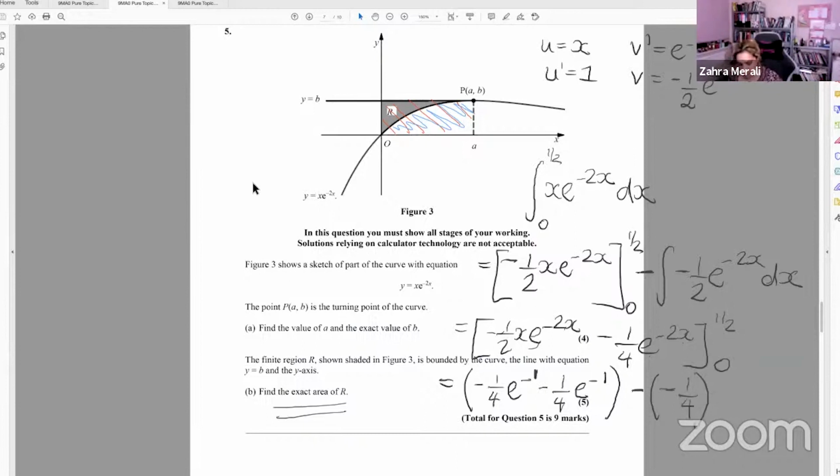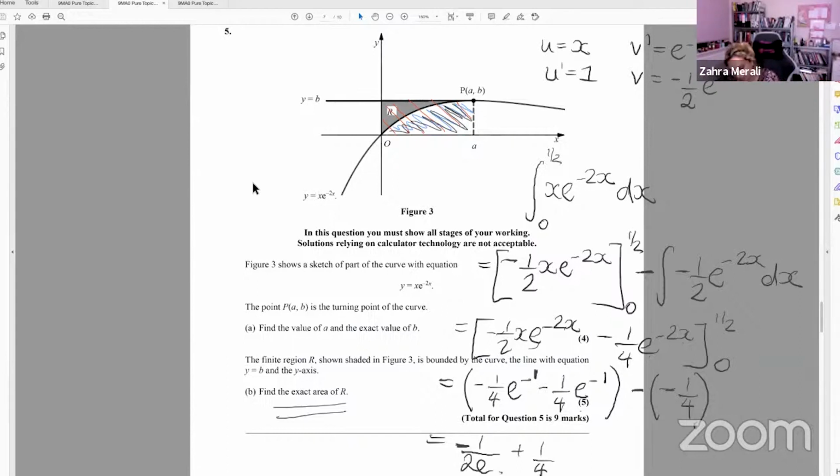And that gives you the area under the curve. So now we need to find out the rectangle, but first let's clean that up. So we get minus a quarter, so that's going to give you minus 1 over 2e plus a quarter.